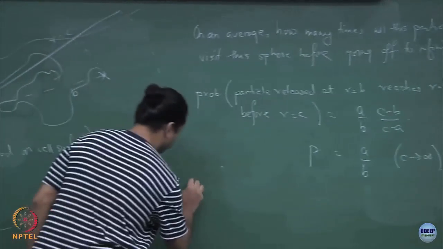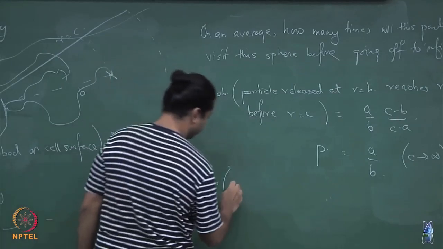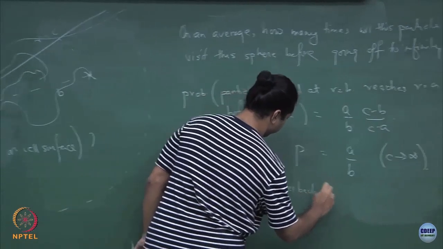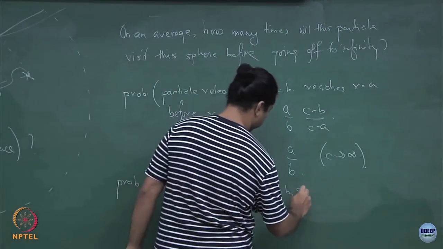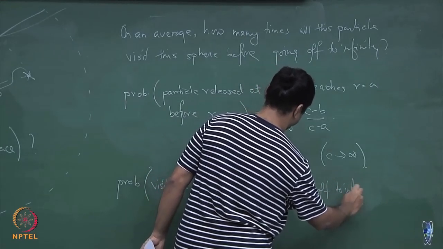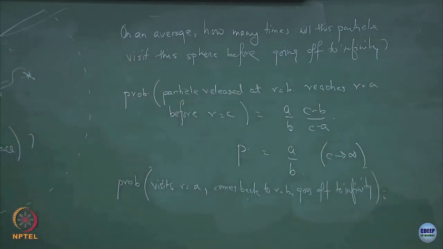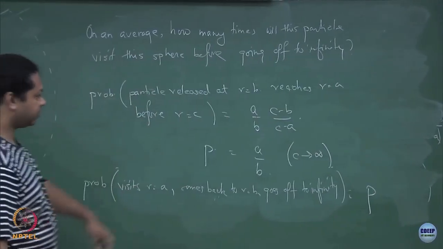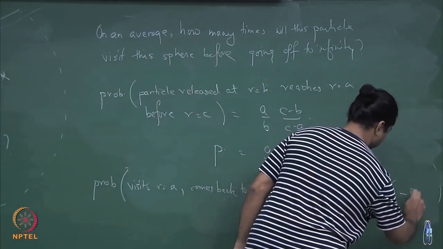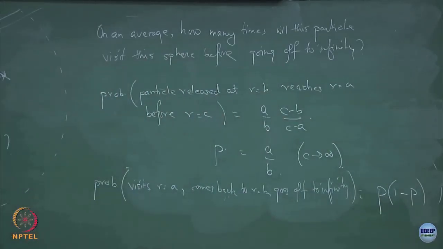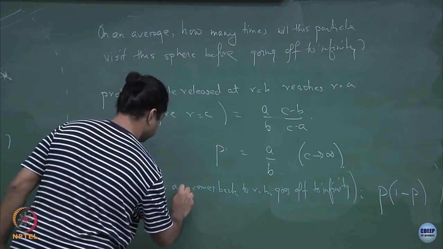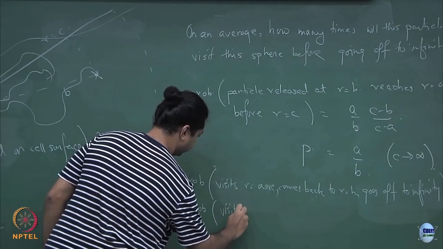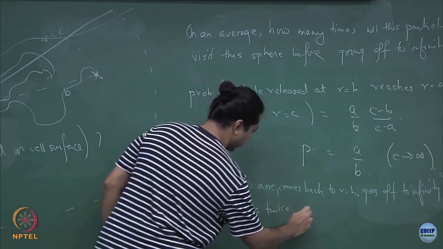Then if I want to ask what is the probability that the particle visits r equal to a, comes back to r equal to b, and then goes off to infinity: the part that it visits r equal to a, that is this probability, and the part that it goes off to infinity is whatever is remaining. So, let me be more explicit: visits r equal to a once. You can do this recursively. So, you can ask what is the probability that this particle visits r equal to a twice and then goes off to infinity.